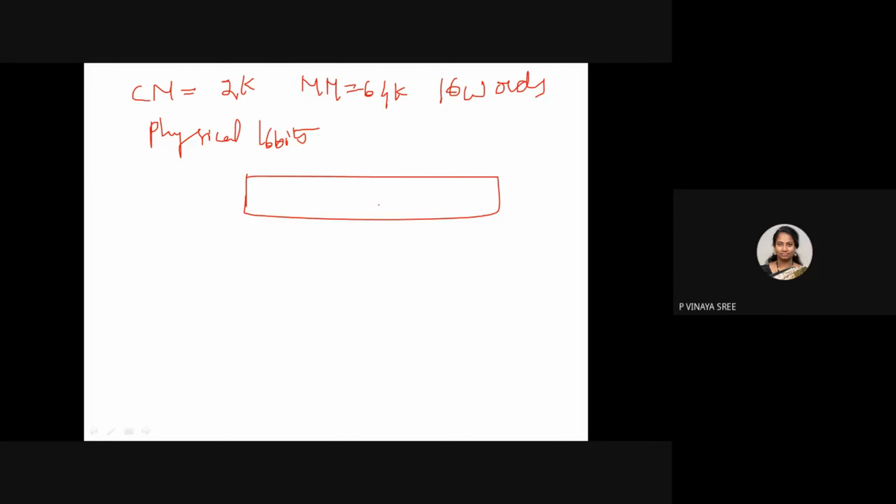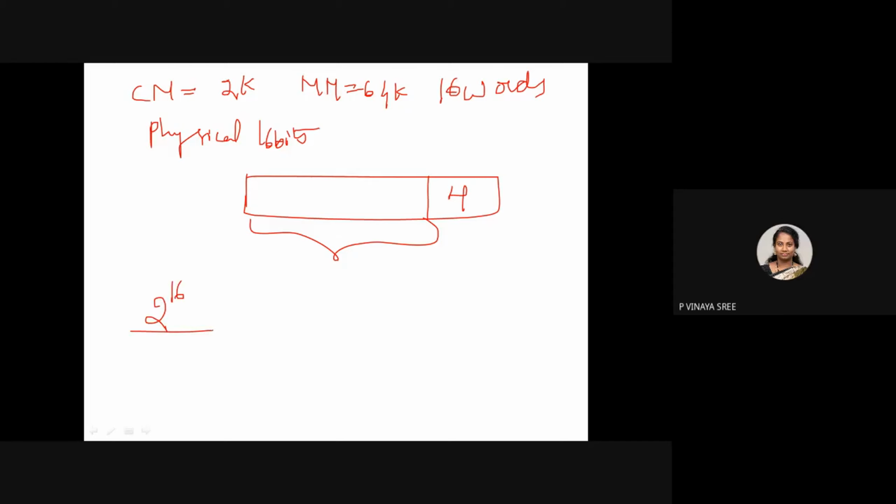We have 16 words. How many bits are occupied for that? 16 means 2 power 4, so 4 bits for the block offset, and the remaining will be the block number. So how do we identify how many blocks will be present in the 64K? It is 2 power 16 divided by 2 power 4.